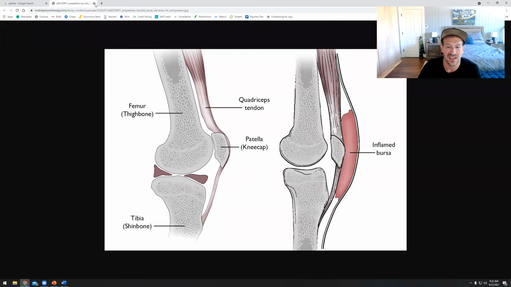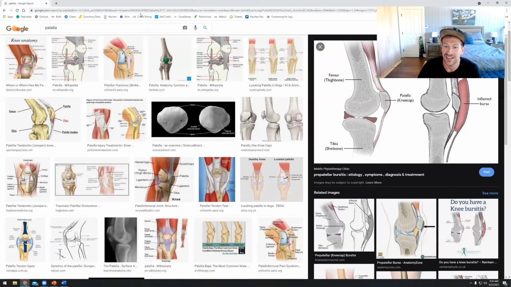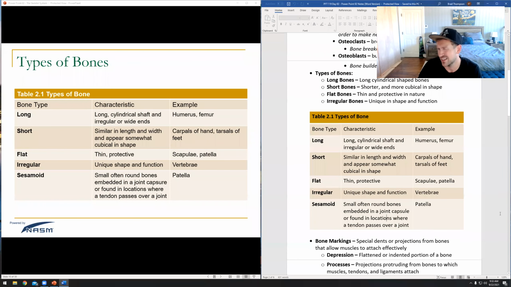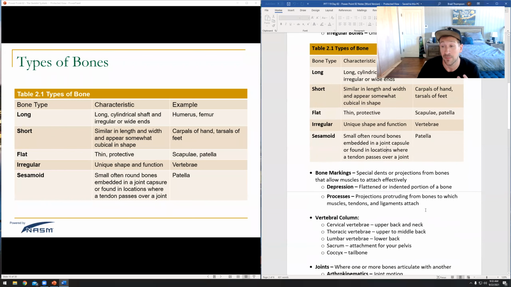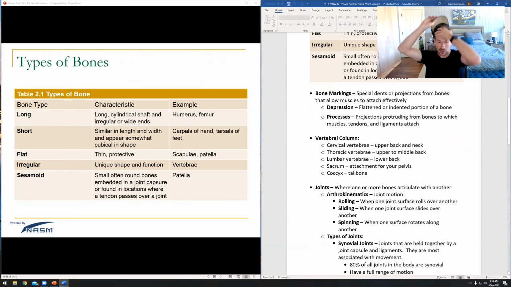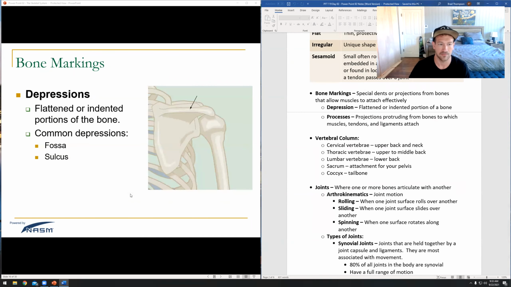So that is what a sesamoid bone is. It kind of lives in connective tissue, underneath it. The classic example is the patella, and we'll talk a lot about how the patella moves when we get to the knee joint, because it's really cool the kind of motions that it's able to make. So those are the types of bones.